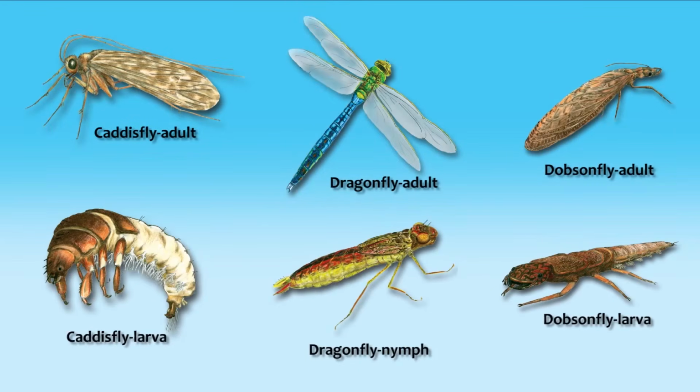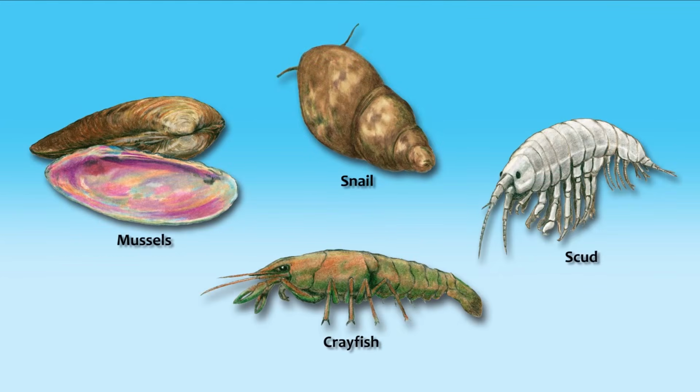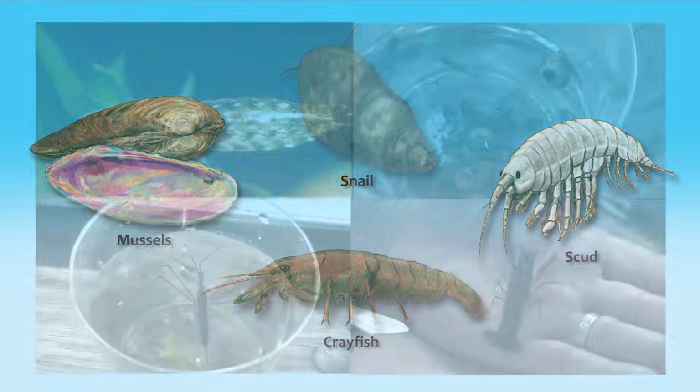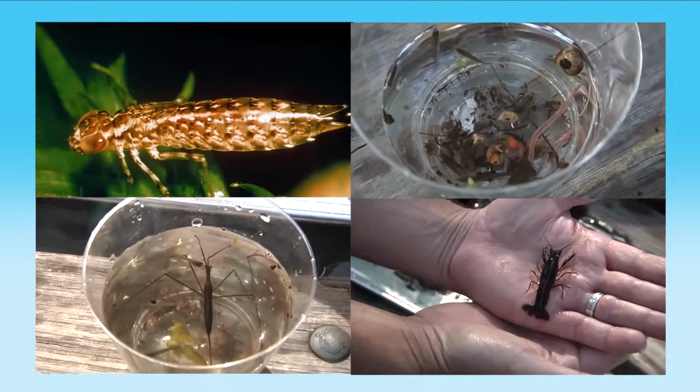Macroinvertebrates are animals without a backbone that you can see without using a microscope or magnifying glass, such as snails, mussels, crayfish, worms, and leeches. These animals live in natural waterways and in man-made water bodies such as stormwater ponds.